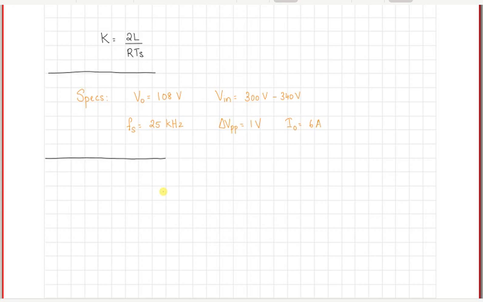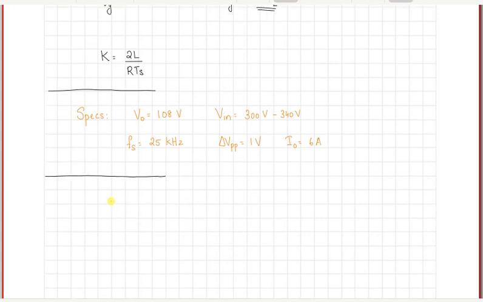So first of all, to begin the design, we need to decide upon what is the operating mode of this converter. So let us assume a CCM operating mode, okay, and design this converter.